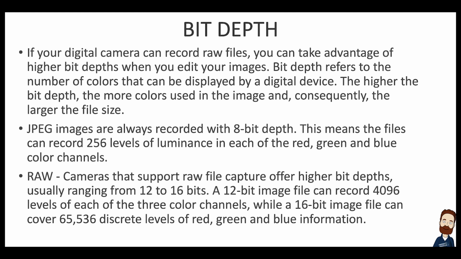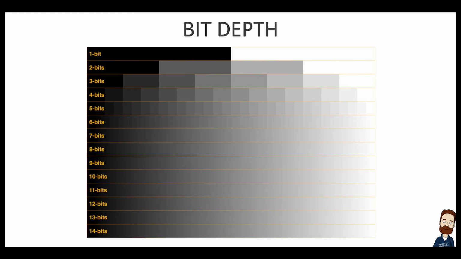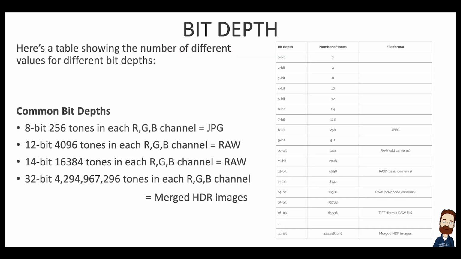RAW cameras that support RAW file capture offer higher bit depths, usually ranging from 12 to 16 bits. If you have a really old camera, your RAW file may be 10 bits. Now, pretty much every camera today captures in 12-bit RAW. A 12-bit image file can record 4096 levels of each of the 3 color channels, while a 16-bit image can cover over 65,000 discrete levels of red, green, and blue information. So here's just a quick visual of bit depth. 1 bit we talked about is black to white. Now here's a quick table showing you the different bit depths and the number of tones captured in each of the RGB channels.